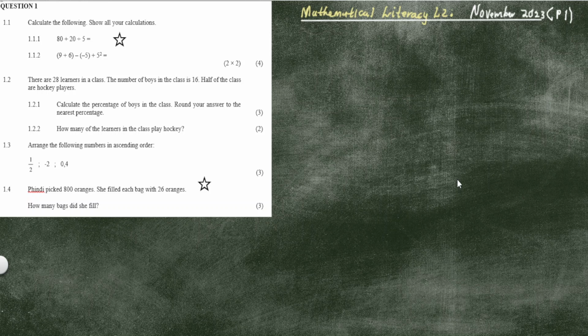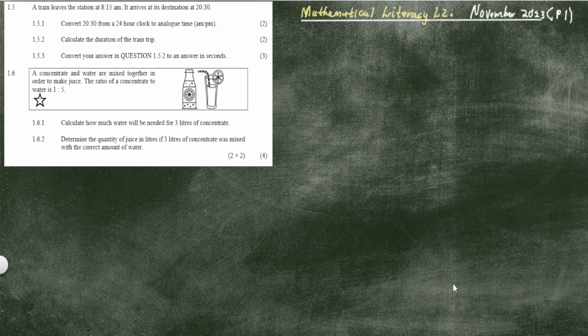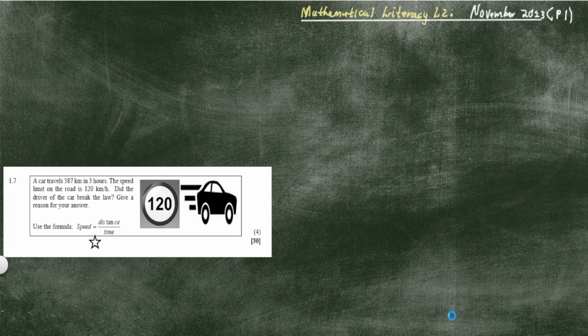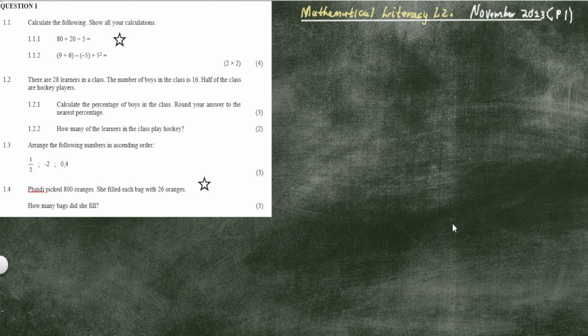Now, question 1 starts from 1.1 all the way up to 1.7. On screen I have 1.1 to 1.4. We also have 1.5, 1.6, and the last question, 1.7. So we're going to answer all questions under this question 1.